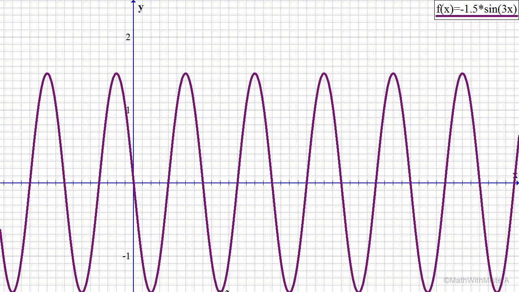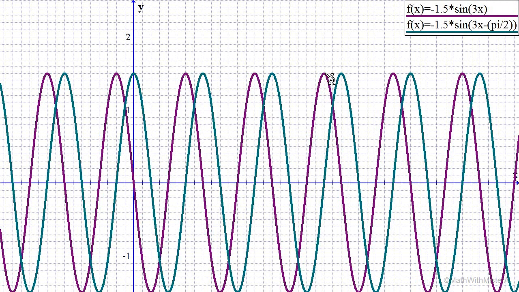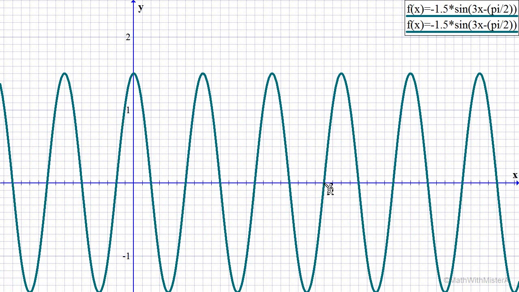Next, I'll work in the phase shift. True, we had 3x minus pi over 2 in parentheses, but I know that I do c over b to get that actual phase shift, pi over 6. And we had a positive, so we're shifting to the right. Pi over 6 is 30 degrees, so there's our 30 degrees. Wherever we see a point in purple, we shift it to the right by 30 degrees. There's our graph of negative 1.5 times sine of 3x minus pi over 2.